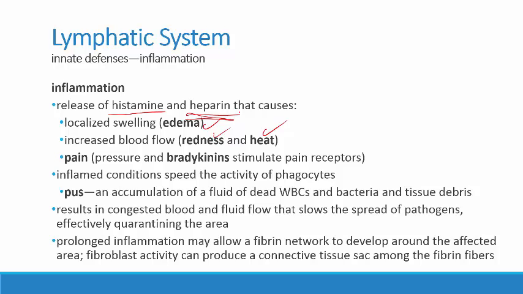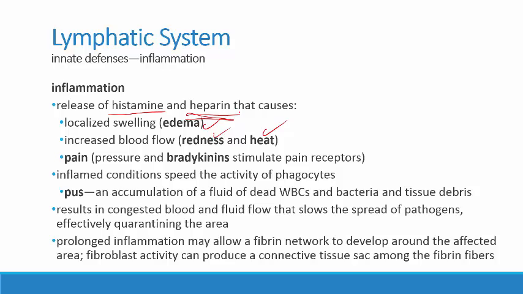And then last of all, the fourth. The edema, redness, and heat are all signs that can be recognized by a caregiver, but pain is a symptom. It's only recognized by the patient. And pain is caused because all that swelling makes for pressure, and if there are damaged tissues nearby, those damaged tissues will release a kind of chemical called a bradykinin. These bradykinins help to stimulate pain receptors, and that leads to the pain that we associate with inflammation.